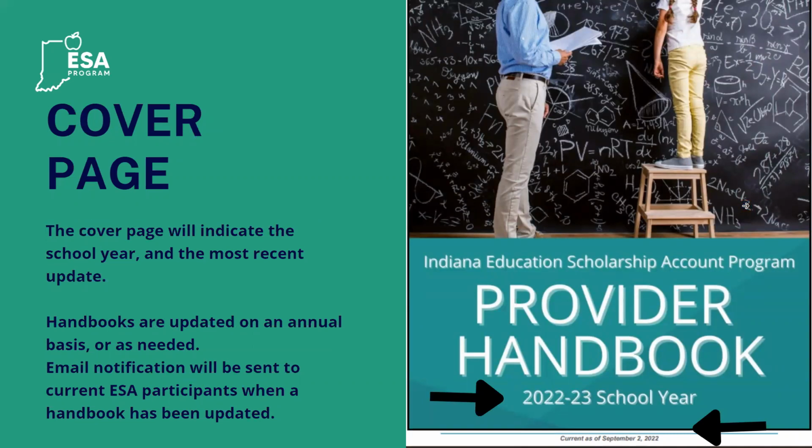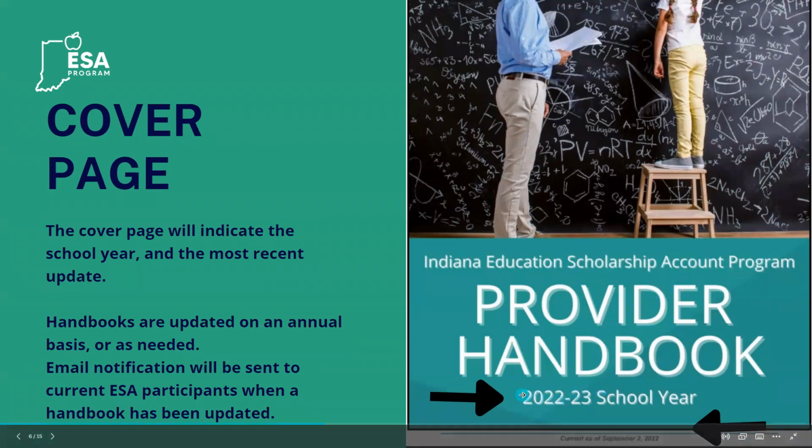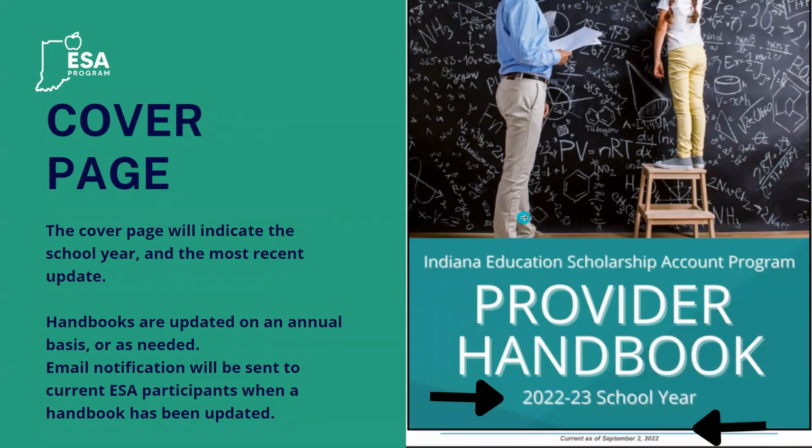A couple of things to note about the cover page here. You'll see that the cover page is going to indicate the current school year that the handbook is referencing, which is indicated by this arrow here. And then down at the bottom, there's also a current as date. So that will indicate if there's any updates made to the handbook throughout that school year. You can see, for example, the Provider Handbook was last updated the beginning of September.